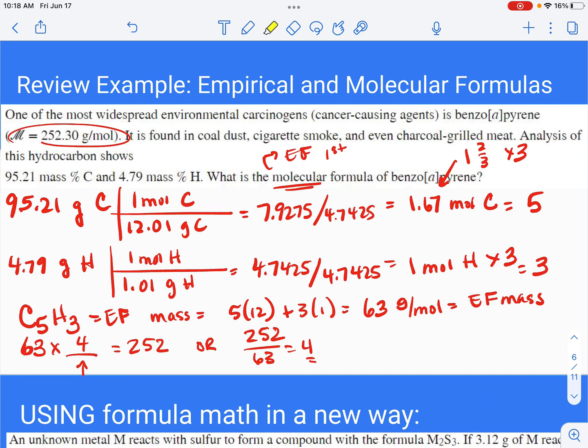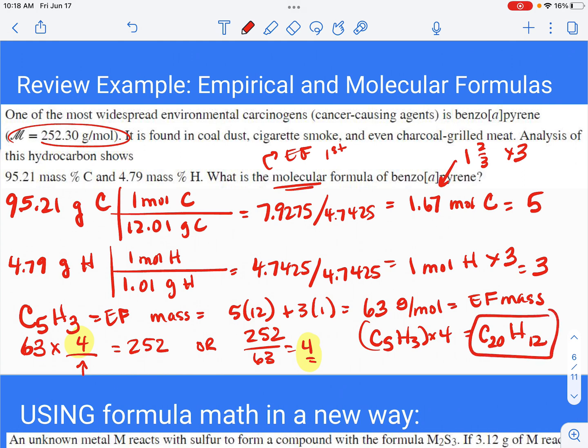And that's to find the multiple, right? So the multiple that we're going to take our empirical formula and multiply by will be 4. So this is going to be C5H3 times 4 equals C20H12. And that's the molecular formula.